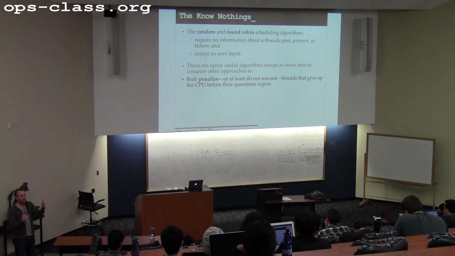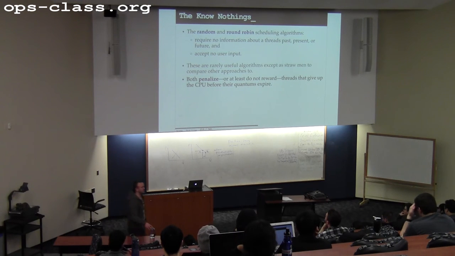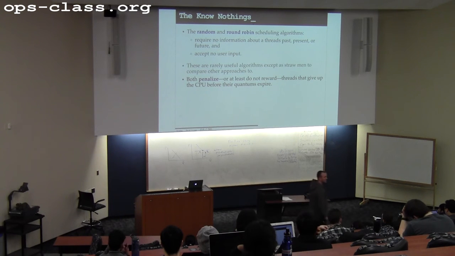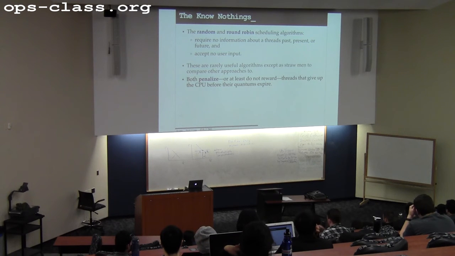So compare a thread that, when it wakes up, only does a small amount of work before blocking again, with a thread that always uses its entire quantum. Who gets more CPU time on random and round robin? Well, it is penalizing the ones that do block from putting in waiting.